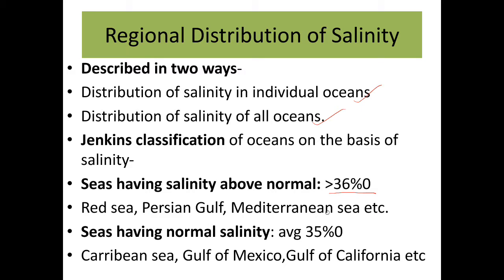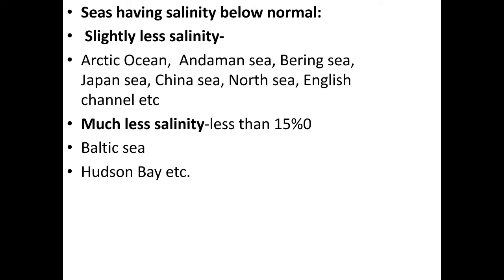These seas are partially enclosed. Here the influx of water is poor, but the temperature is high, so these seas have more salinity, about 36 per thousand. Second, seas having normal salinity, which is on average about 35 per thousand, for example, the Caribbean Sea, Gulf of Mexico, Gulf of California, etc.